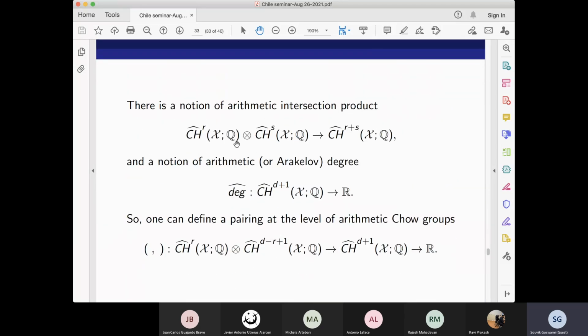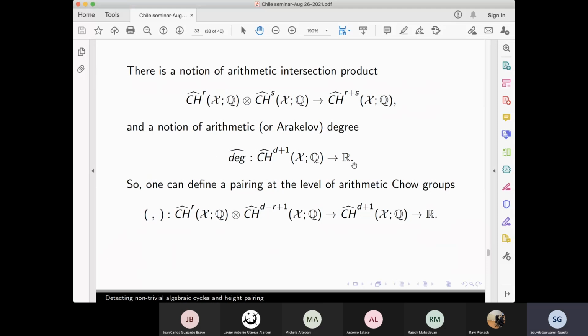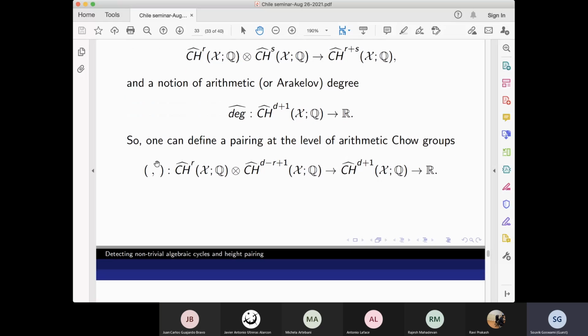Now, of course, the arithmetic Chow groups have an intersection product and the so-called arithmetic degree. You can think of this as arithmetic zero cycles, and you can define an arithmetic degree. So one has a pairing. If you take a codimension r arithmetic cycle and a codimension d minus r plus 1 arithmetic cycle, you can define an arithmetic pairing to the set of real numbers.